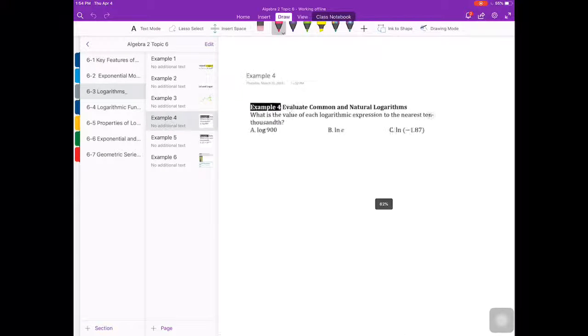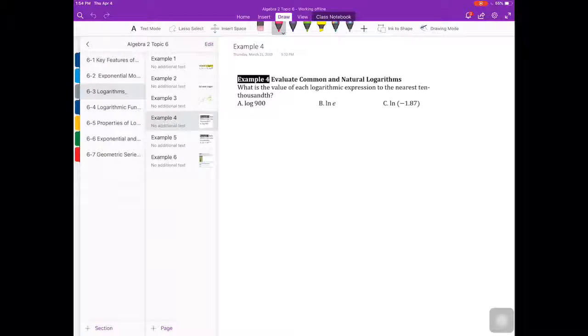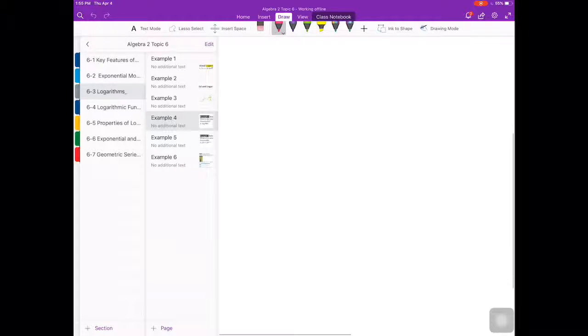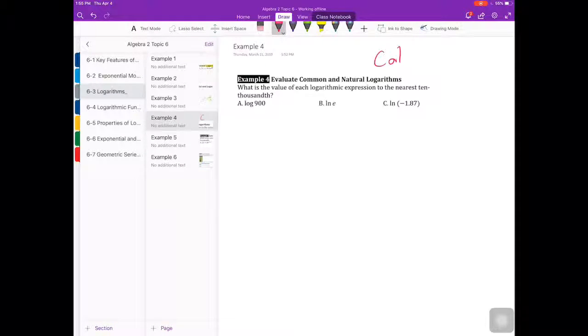Okay, example 4 says, what's the value of each logarithmic expression to the nearest 10,000th? So again, here you're just going to use your calculator, and it can be Desmos, it can be your TI Inspire, it can be whatever you want. But just so we know what this means, we have 10 to the x equals 900. Well, that's not going to be something pretty, because, let's use a little logic here.